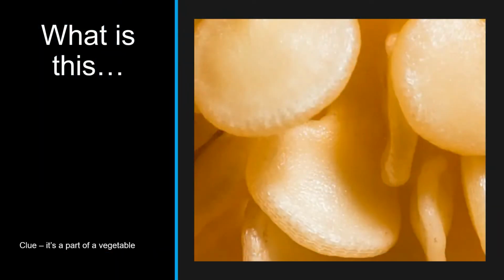So have a look at this picture, and your clue for this is it's a part of a vegetable. So it is a part of a vegetable. What is this? So have a think. It is part of a vegetable. So have a think of where you may have seen something that looks similar to this. In or on or around a part of a vegetable. What is this?